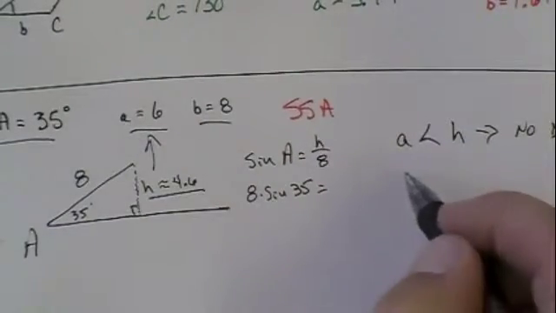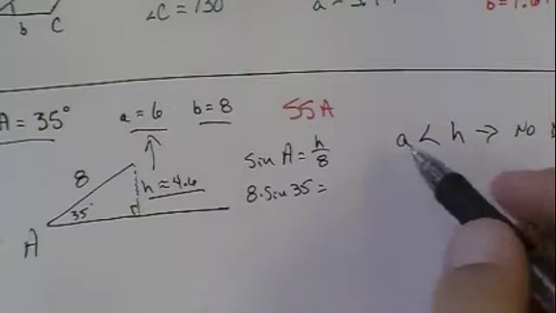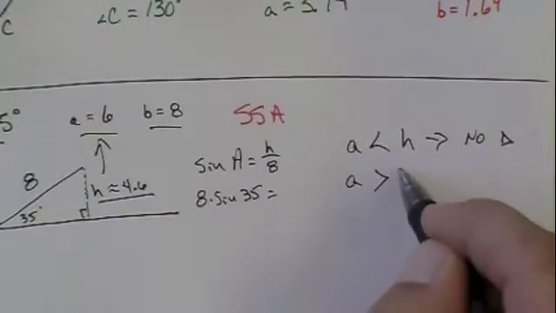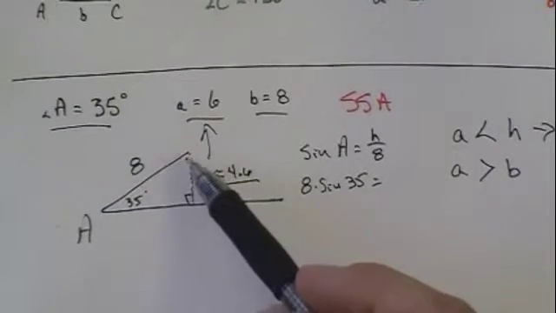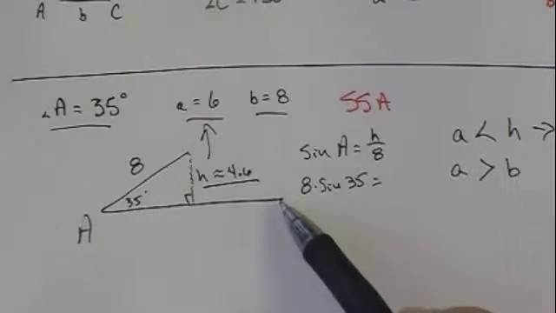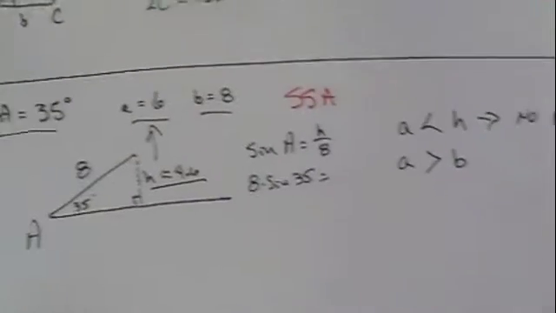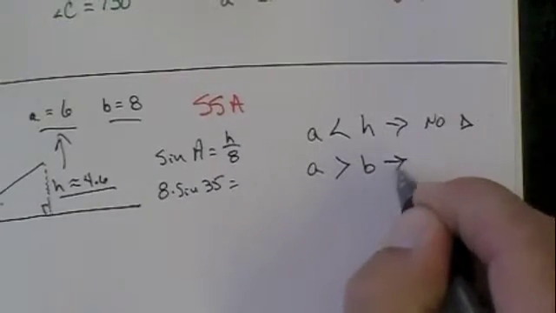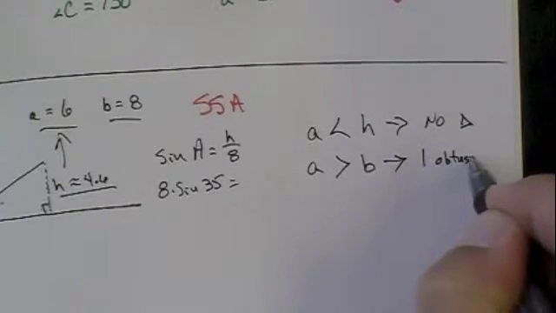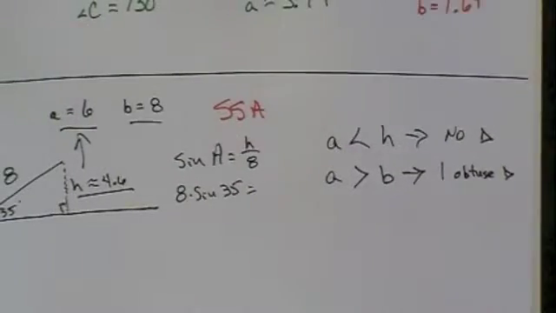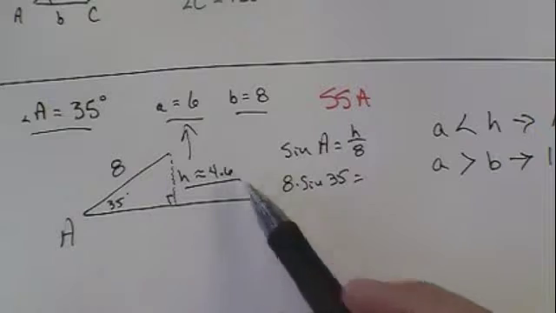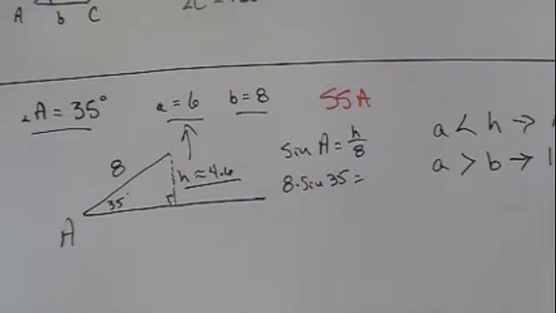Now, if our A value is bigger than our B value, if A is greater than B, now as we drop that off over this direction, if it were 9, then that's going to make an obtuse triangle. And there's only going to be one triangle. So it would make one obtuse triangle, and that angle in between sides A and B would be an obtuse angle.